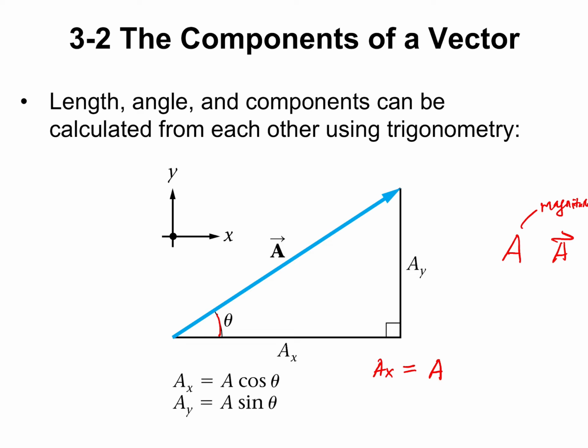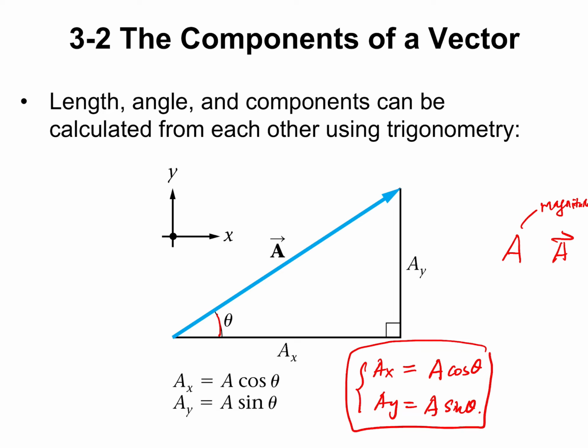So we can tell the adjacent side equals A cosine theta, and the opposite side Ay equals A, the magnitude, times sine theta. This is how you figure out the components. Now if I give you the components, can you tell what the magnitude and the direction of the vector are?